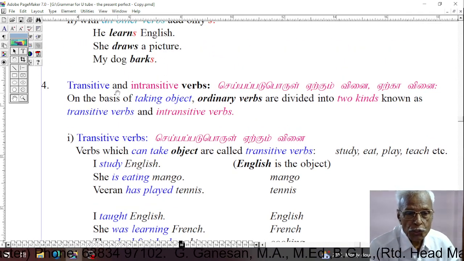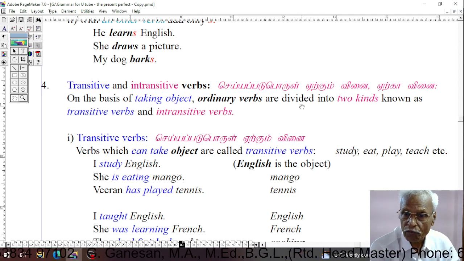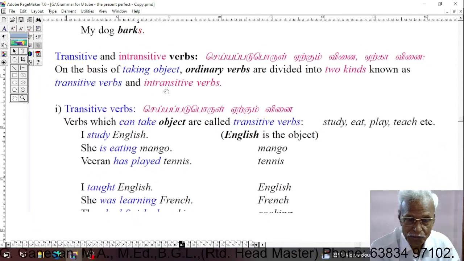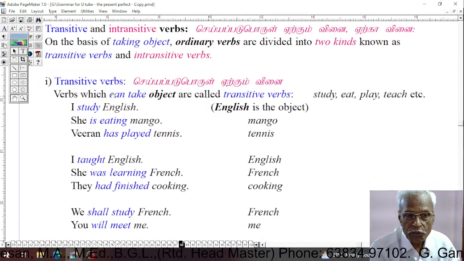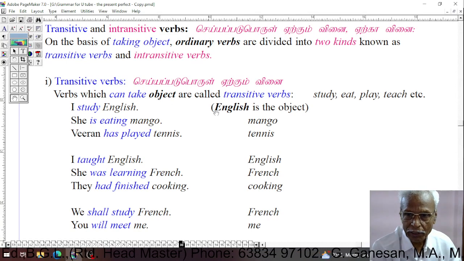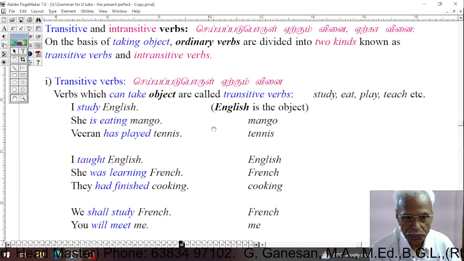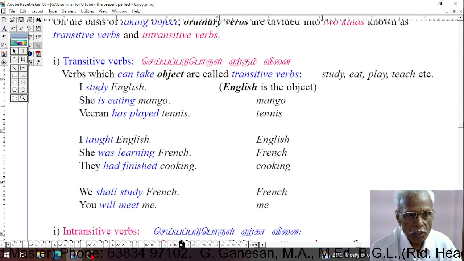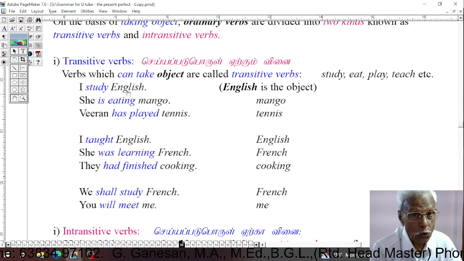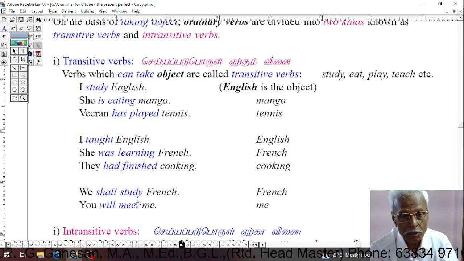See, transitive and intransitive verbs. On the basis of taking object, ordinary verbs are divided into two kinds known as transitive verbs and intransitive verbs. Transitive verbs, verbs which can take object are called transitive verbs. I have already explained to you. So, let us see the example. Study, eat, play, teach, etc. Let us see one word. I study English. Here, English is the object. So, study is transitive verb. Similarly, all these verbs are transitive verbs.